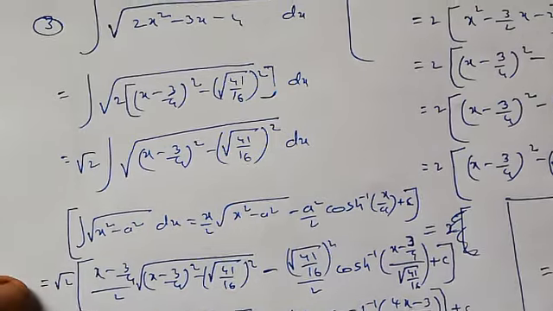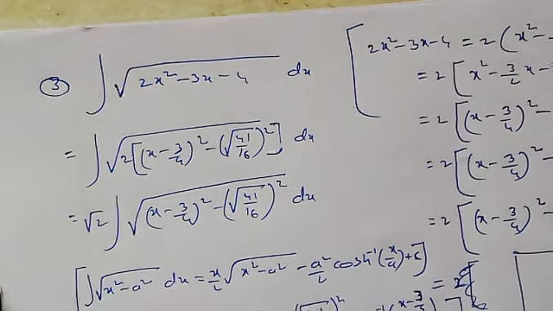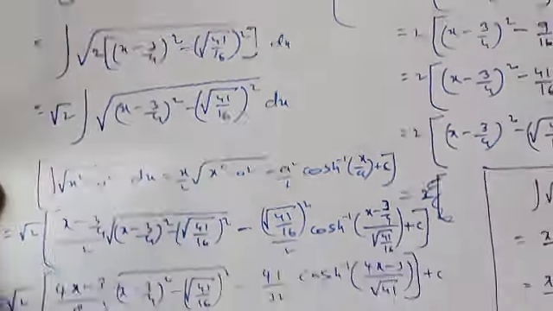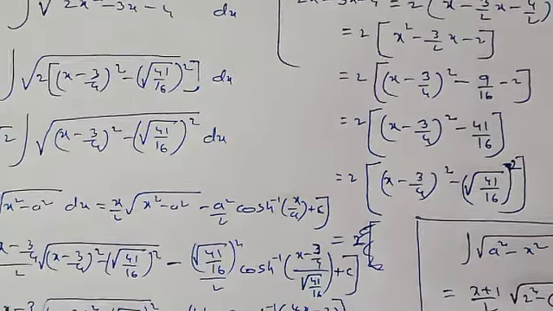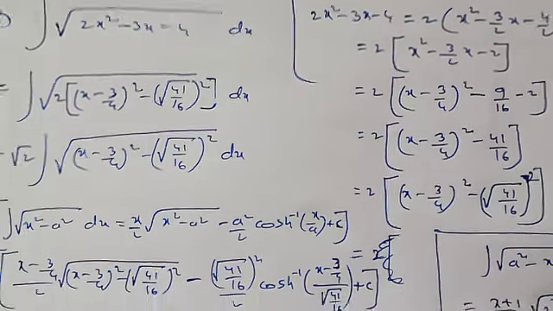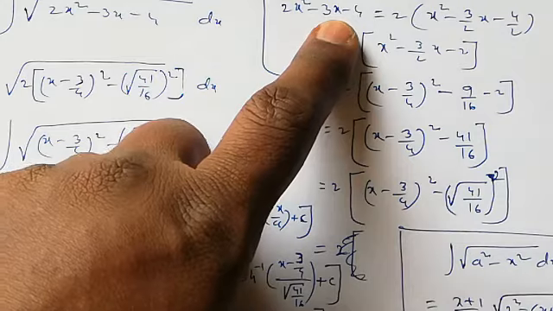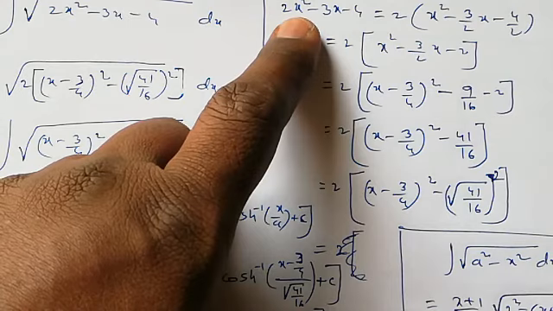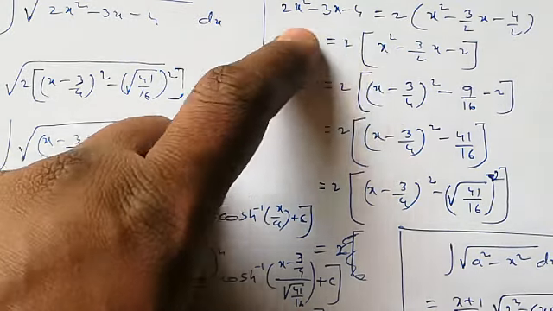Right. Integration of root 2x square minus 3x minus 4 into dx. So here is also a quadratic expression. So first we have to convert it into the completed square form. I am taking the quadratic expression 2x square minus 3x minus 4. It is not a monic expression. What is monic? Monic means the highest degree coefficient must be 1, but your x square coefficient is 2. So for converting into monic, I am taking 2 common from the expression.